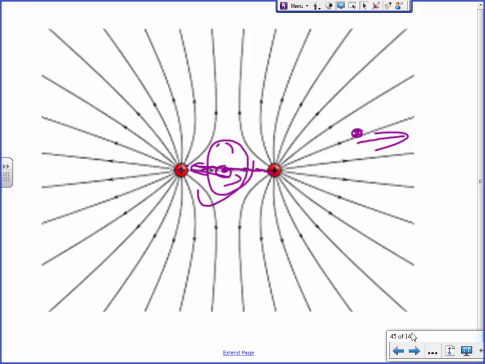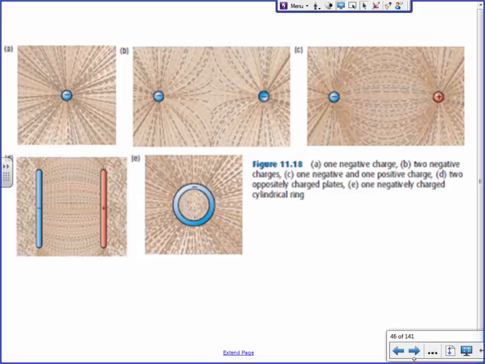So you can get some pretty cool field diagrams. Right, here's a whole bunch that I pulled out of your textbook. Here's just a single solitary negative, a couple of negatives, a negative with a positive. Eventually, we're going to talk about what happens when you have a couple of plates across from each other.